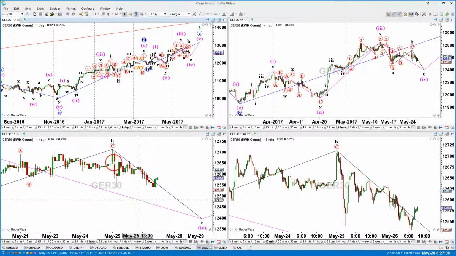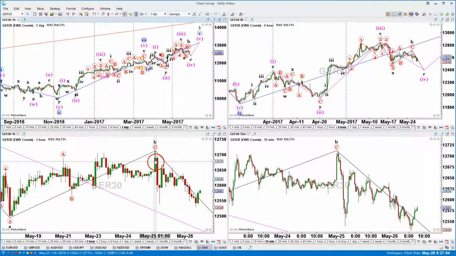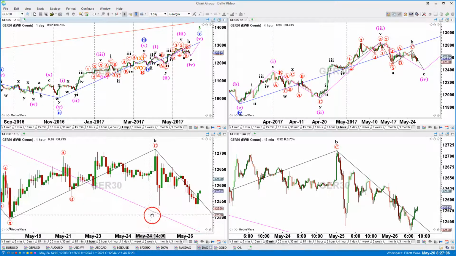And here is the German DAX. That leg down that we were planning this week is working nicely. It is getting closer to the conservative area of the 12,497.